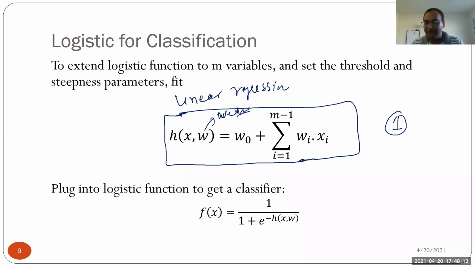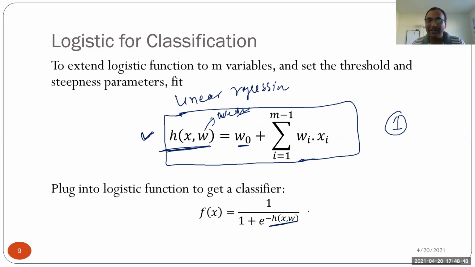And why is this a line? Because this is the line that we learn after fitting the linear regression model to the data. There is a process working in the background that is giving us the best values for w0 and the wi's. Once we get that, this is a linear regression model. Now what we do for logistic regression is just take this h(x, w) and plug that in here.